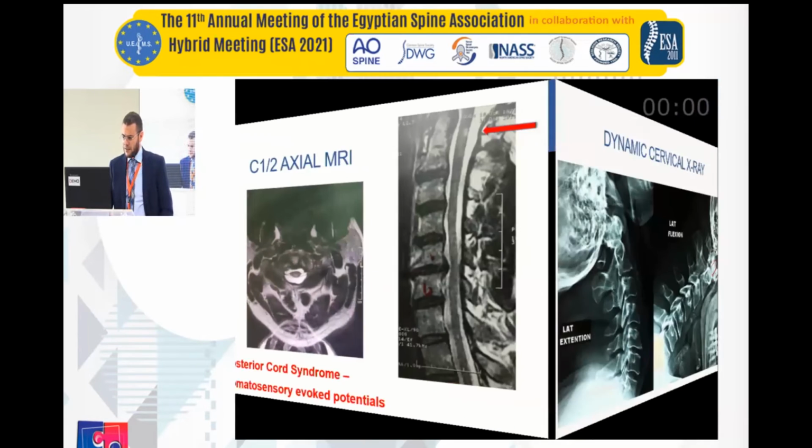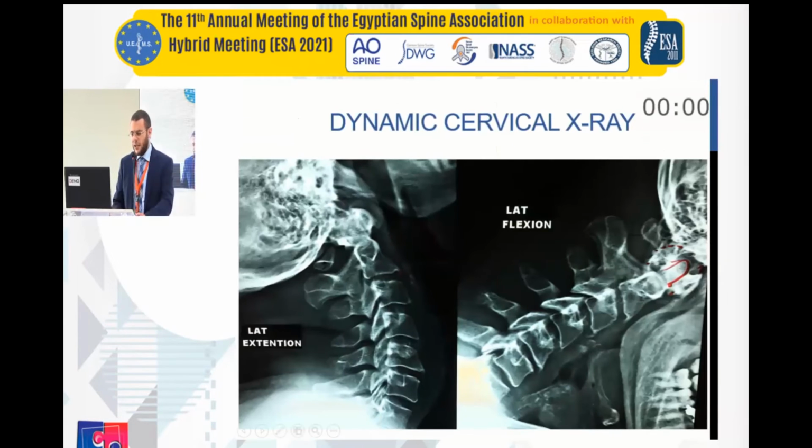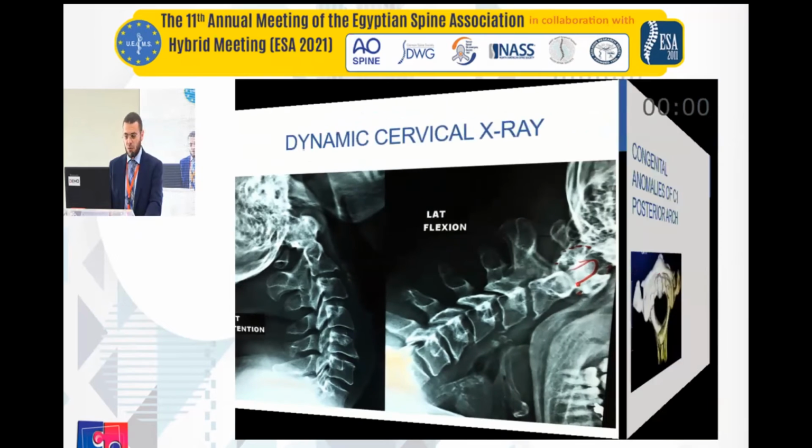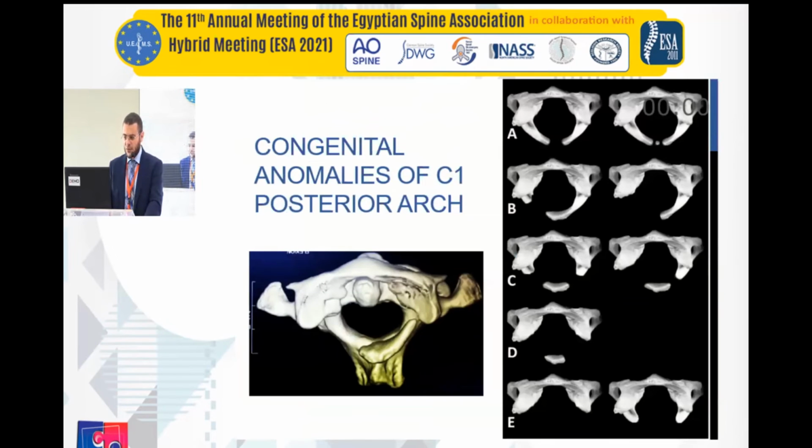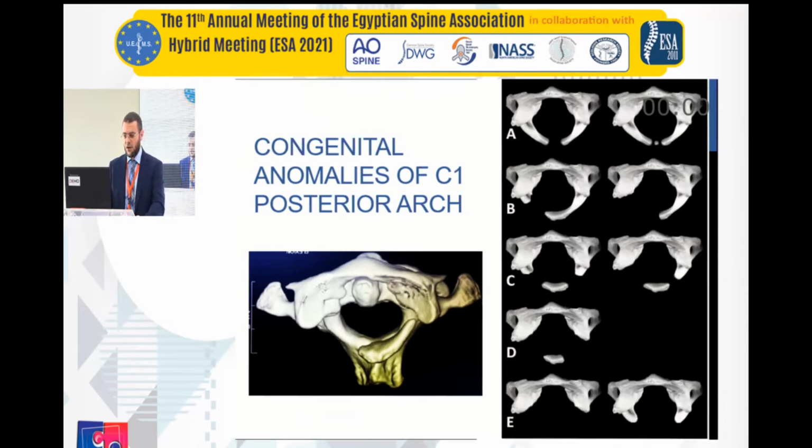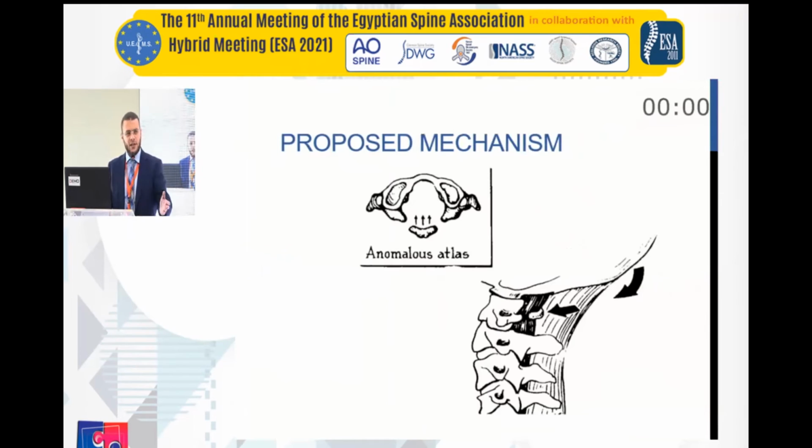So when we did a dynamic X-ray on this patient, we started seeing some abnormalities in the posterior arch of C1. You can see he has a congenital anomaly, type C, of the posterior arch. The posterior arch is floating and not connected to the anterior arch. So I started looking at the literature, and I found a paper proposing a mechanism: when the patient extends his neck, this posterior fragment pushes and compresses the spinal cord posteriorly.